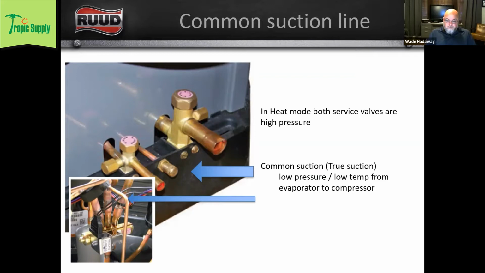So if you're operating a heat pump in heat mode and you hook your gauges up to your service valves like you would normally do in cooling, you could do some damage, especially if you've got some analog gauges. You could do some damage to the mechanical linkage in your gauge if you hook your suction line up to the hot gas line.